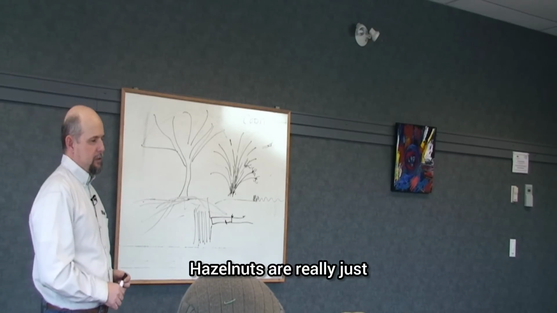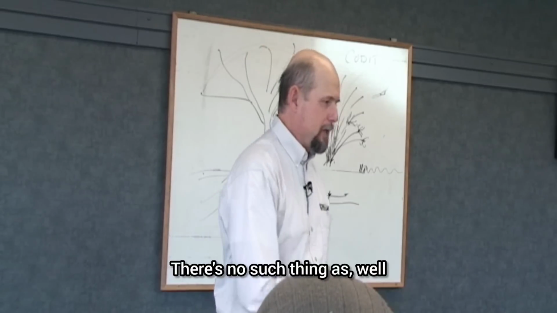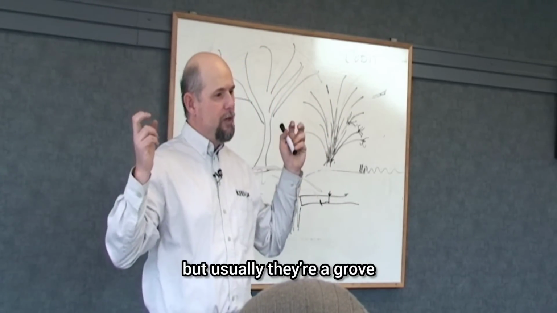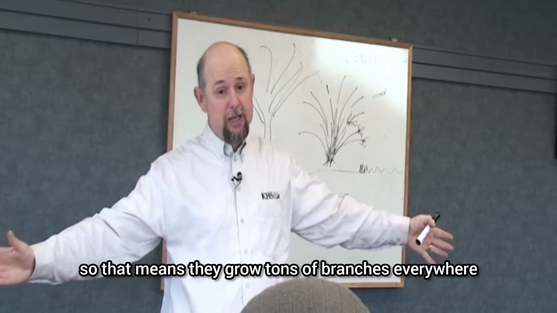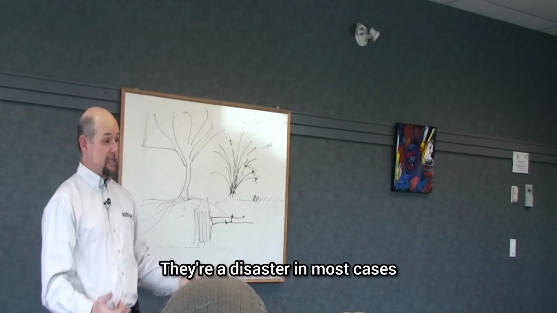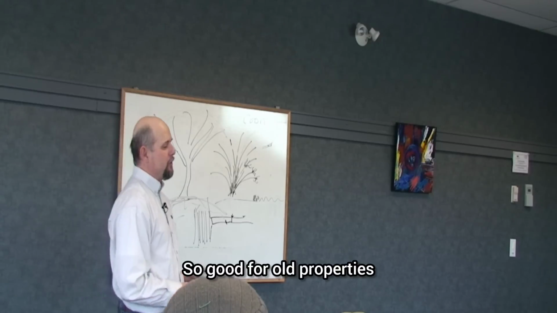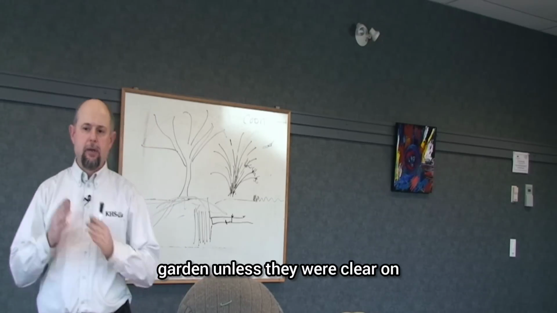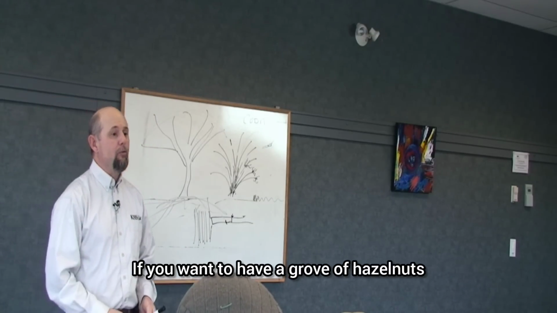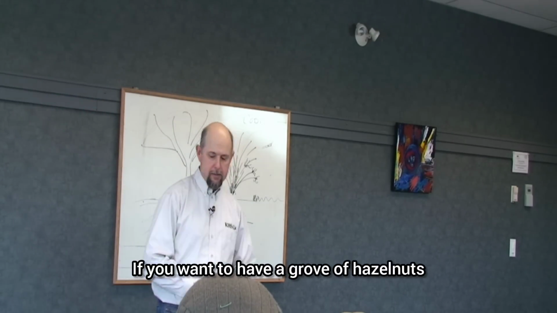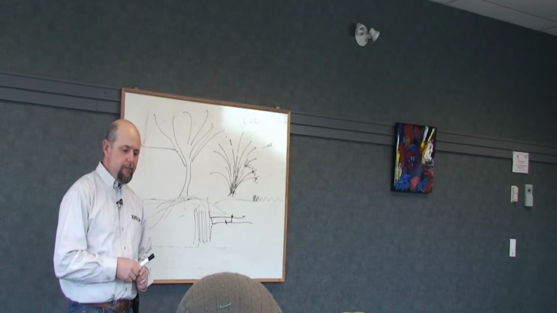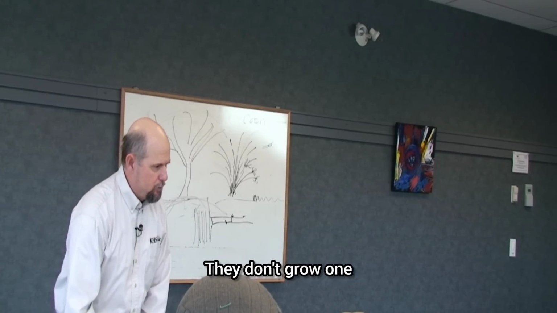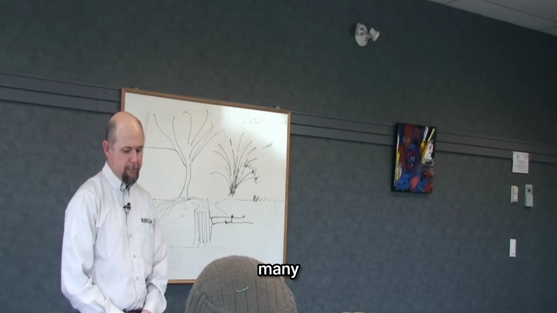Hazelnuts are really just like a giant shrub. There's no such thing as, well, I guess occasionally you'll find some species that'll produce a single trunk, but usually they're a grove. So that means they grow tons of branches everywhere, suckering from the root systems. They're a disaster in most cases. So good for old properties or surrounding areas, but you wouldn't put them into somebody's garden unless they were clear on that fact that it is a grove. If you want to have a grove of hazelnuts, then go for it. Other trees that grow like that would be like poplar trees, like trembling aspens. They don't grow one, they grow many.